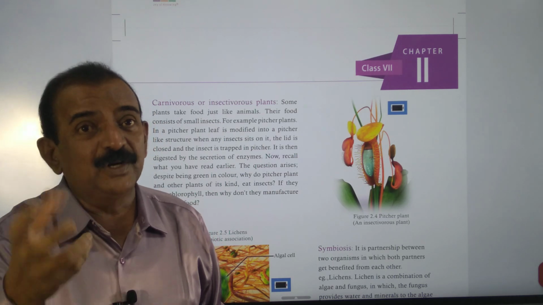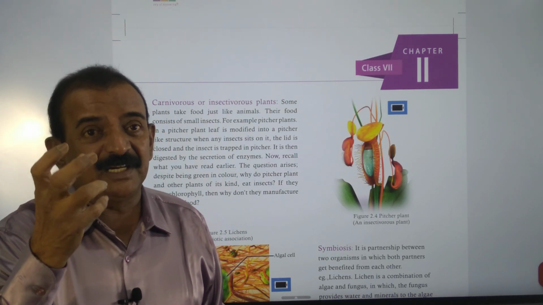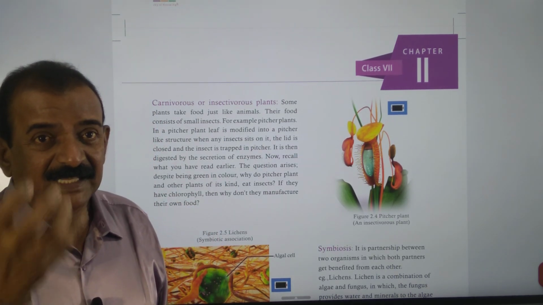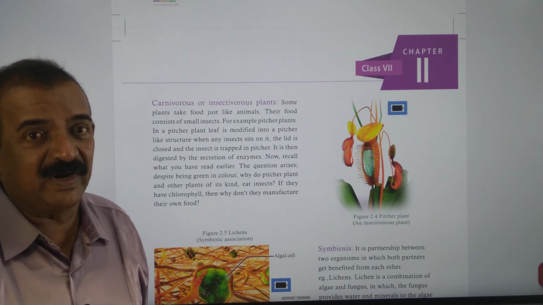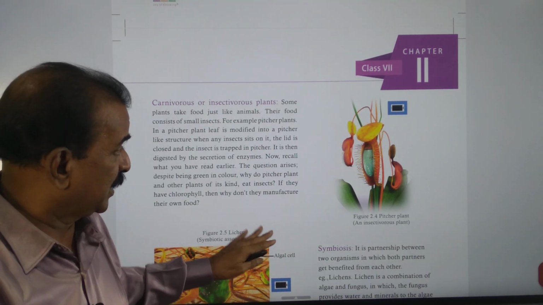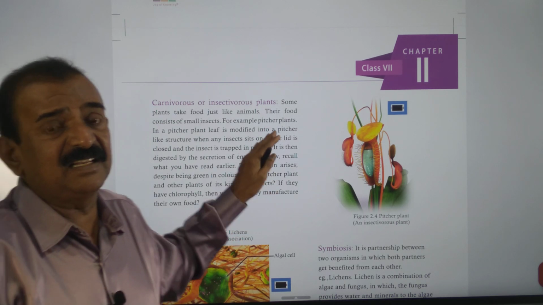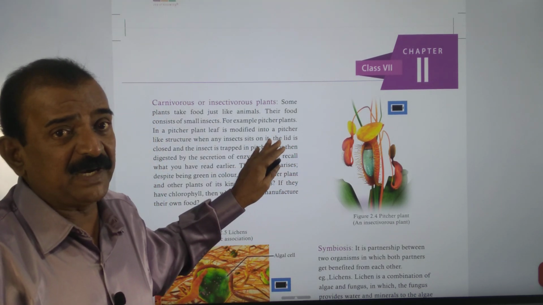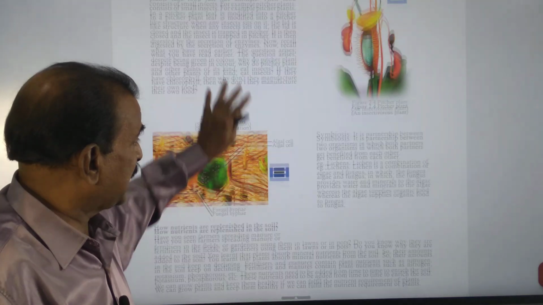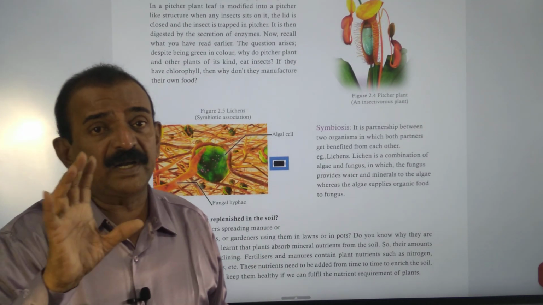The leaves are modified into a pitcher, and the pitcher produces sugary substances, and they trap the insects and kill them, getting nitrates and nitrogen. That is the reason they are called carnivorous plants, and they are also called insectivorous plants. And finally, we discussed what lichens are.